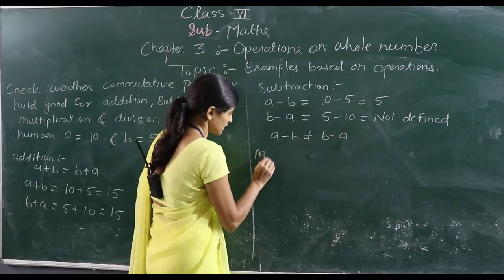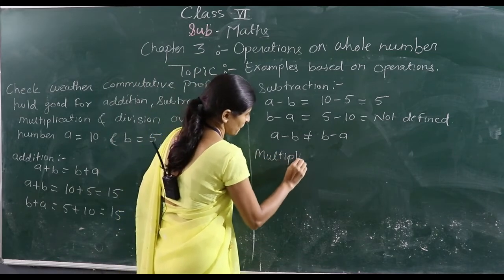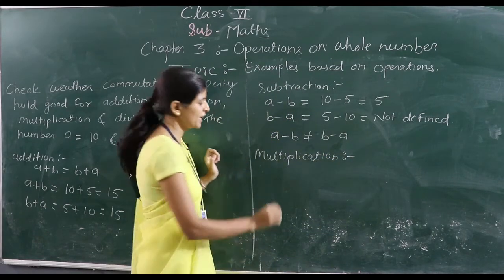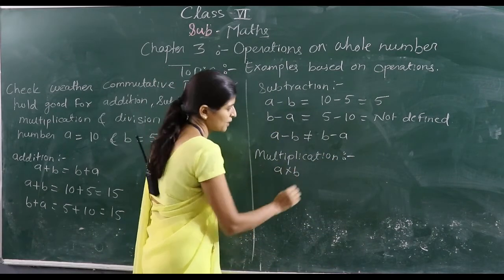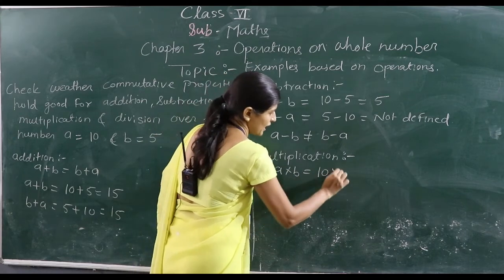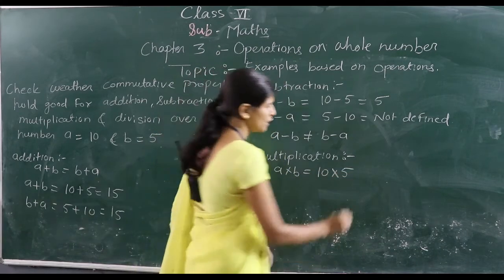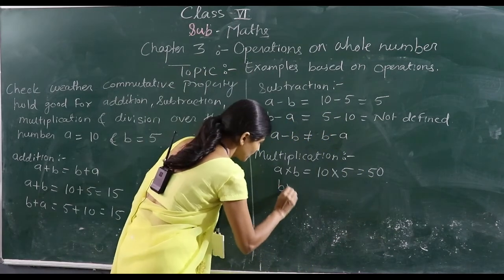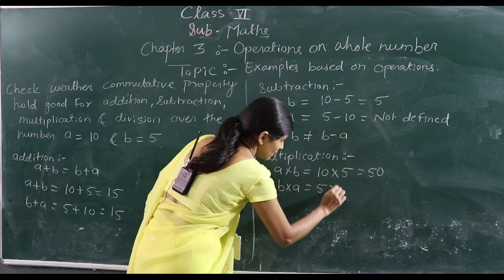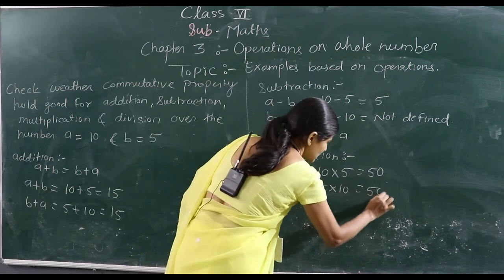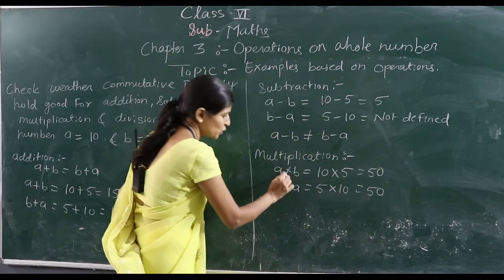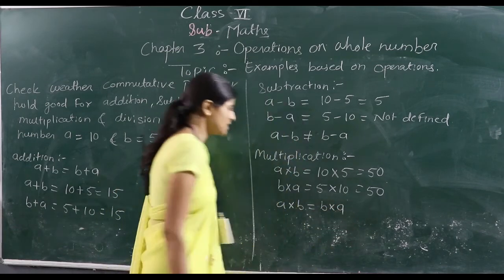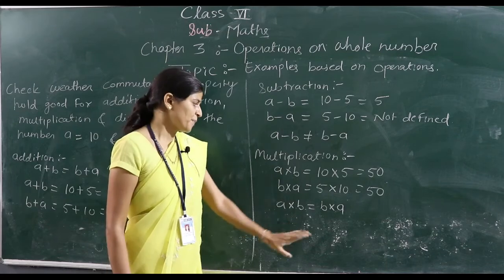Third one, multiplication. We first find a into b. Multiplication means a multiplied by b. What is the value of a? 10. And what is the value of b? 5. So what answer do we get? 50. Now we interchange the numbers, that is b into a. So we get 5 into 10. Again we get the answer 50. So from both equations we get a into b equal to b into a. Means the commutative property holds good for multiplication.